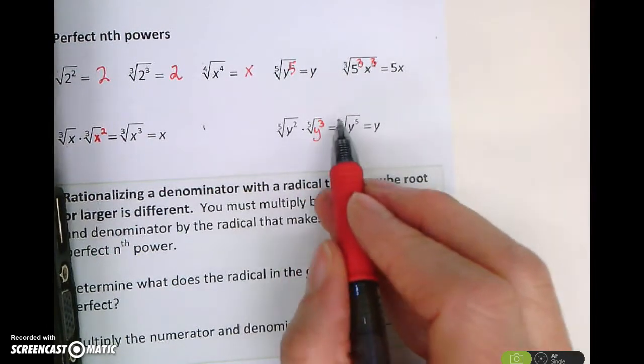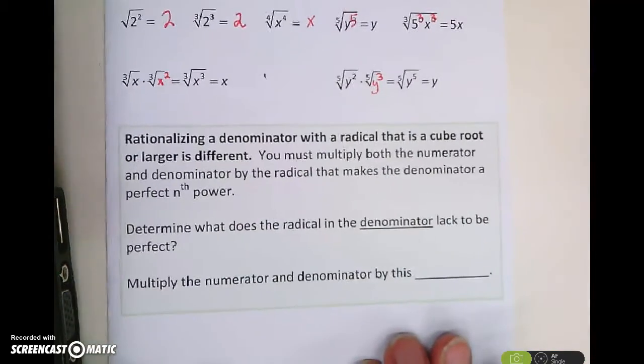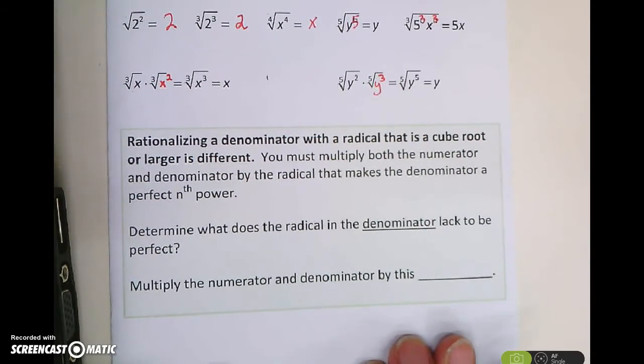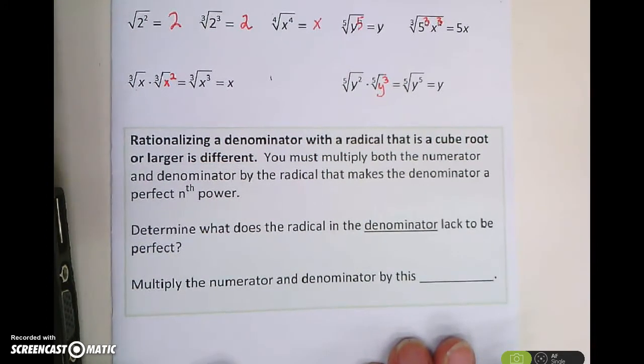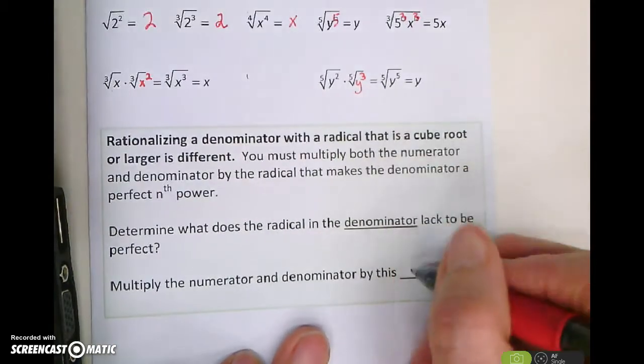So these are called perfect nth powers. Rationalizing a denominator with a radical that is a cube root or larger is different from doing it with a square root. A little bit more complicated. You must multiply both the numerator and denominator by the radical that makes the denominator a perfect nth power. So you're going to have to determine what the radical in the denominator lacks to be perfect, and then multiply the numerator and the denominator by this radical.